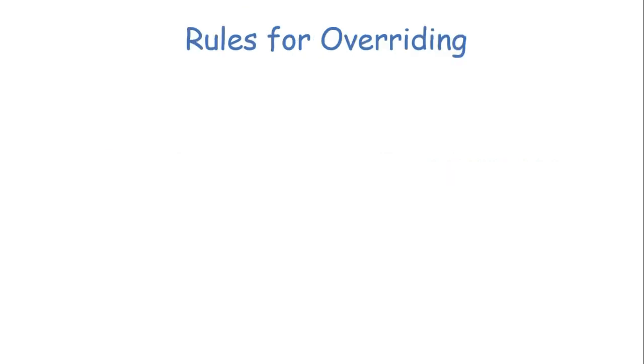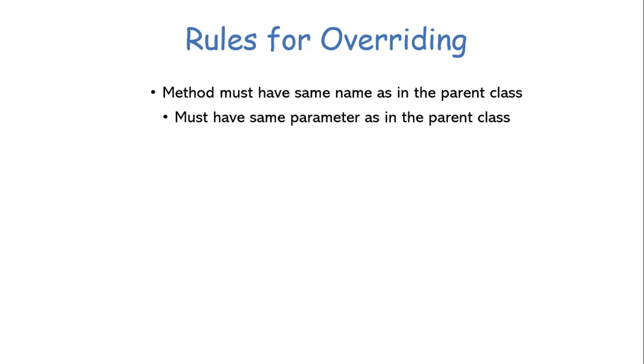Here are the rules for overriding. The method must have the same name as in the parent class. The method must have the same parameters as in the parent class, and there must be an is-a relationship, or inheritance.